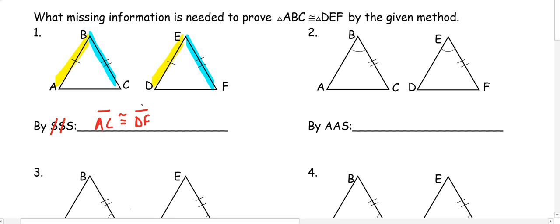In number 2, we want to use the method angle, side. So in this case, we already have an angle, and that angle is touching our side, which we need for angle side. So we already have the angle on the side that are touching. We need the angle that's away from the side and not touching it, which means in this case we need to know that angle A would be congruent to angle D.